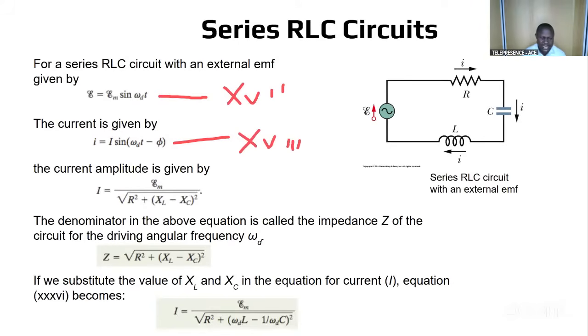So let's continue with the class. Set the current amplitude. That is the current amplitude, the maximum displacement above the mean point.